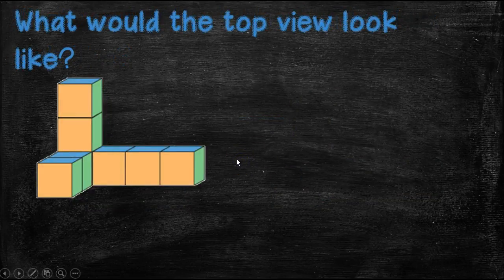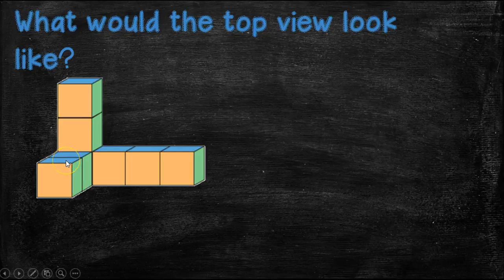So what would the top view look like? Now we're just going to be looking at the blue ones, kind of like our perspective of the Statue of Liberty when we were looking on top. We couldn't see her face under here, because her hat was blocking it, but we knew it was there, right? So what would our top view look like?